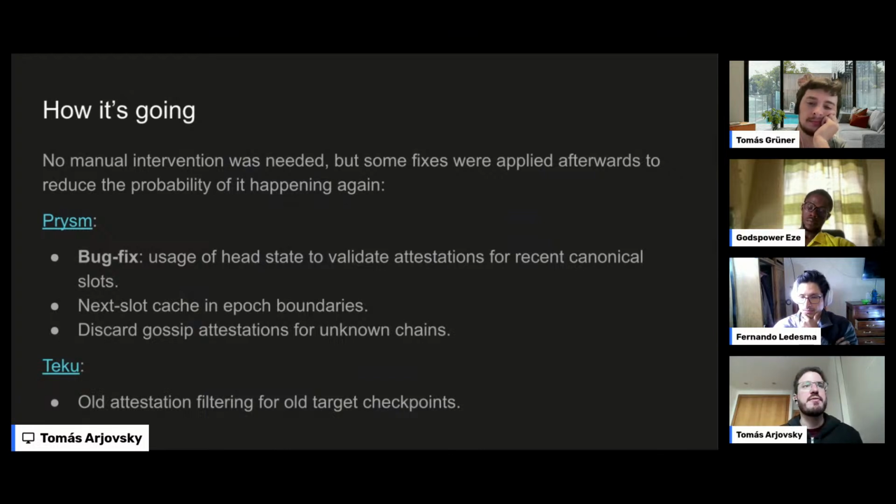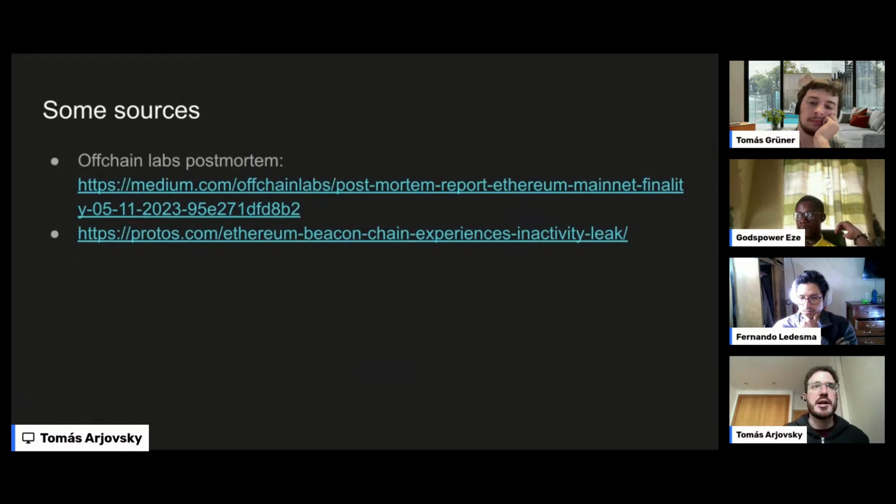Prysm added a bug fix, which is they started using the head state for attestation validation instead of needing to regenerate the whole state. But also both Prysm and Teku started discarding old attestations or attestations for unknown chains, which is almost the same thing. So this never happened again, fortunately.